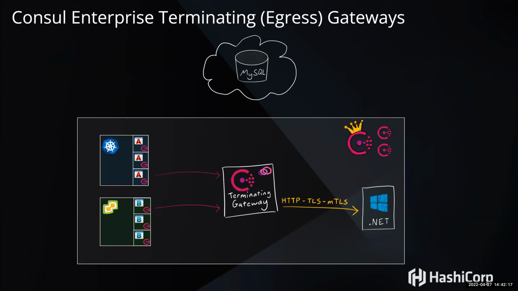A terminating gateway will terminate the connection, and then it will establish a new session to wherever that destination is, using whatever protocol it allows for communication, whether it's TLS, HTTP, mTLS, etc. And this is how we bridge communication to entities that are not part of Consul service mesh.